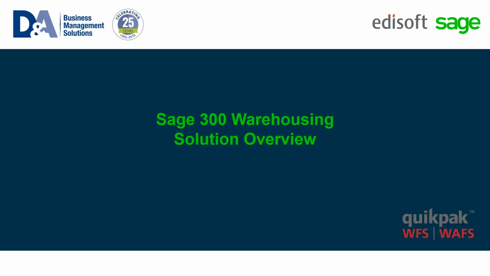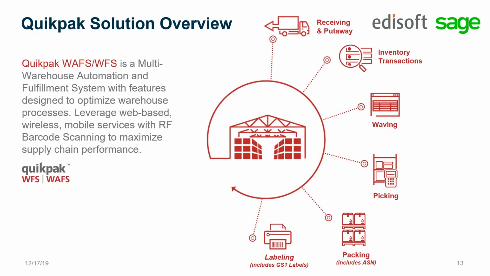So we'll go a little more deeply into the Sage 300 warehousing solution overview. That is Quikpak. You can see that logo on the bottom right. It comes in multiple editions or versions, if you will, that support particular functionality depending on what you need today. If you don't need the full solution, we have other solutions available that might be more cost effective for your business. So the two key ones are Quikpak WAFS, which stands for Warehouse Automation and Fulfillment System, and WFS, Warehouse Fulfillment System, which is strictly for fulfillment functionality.